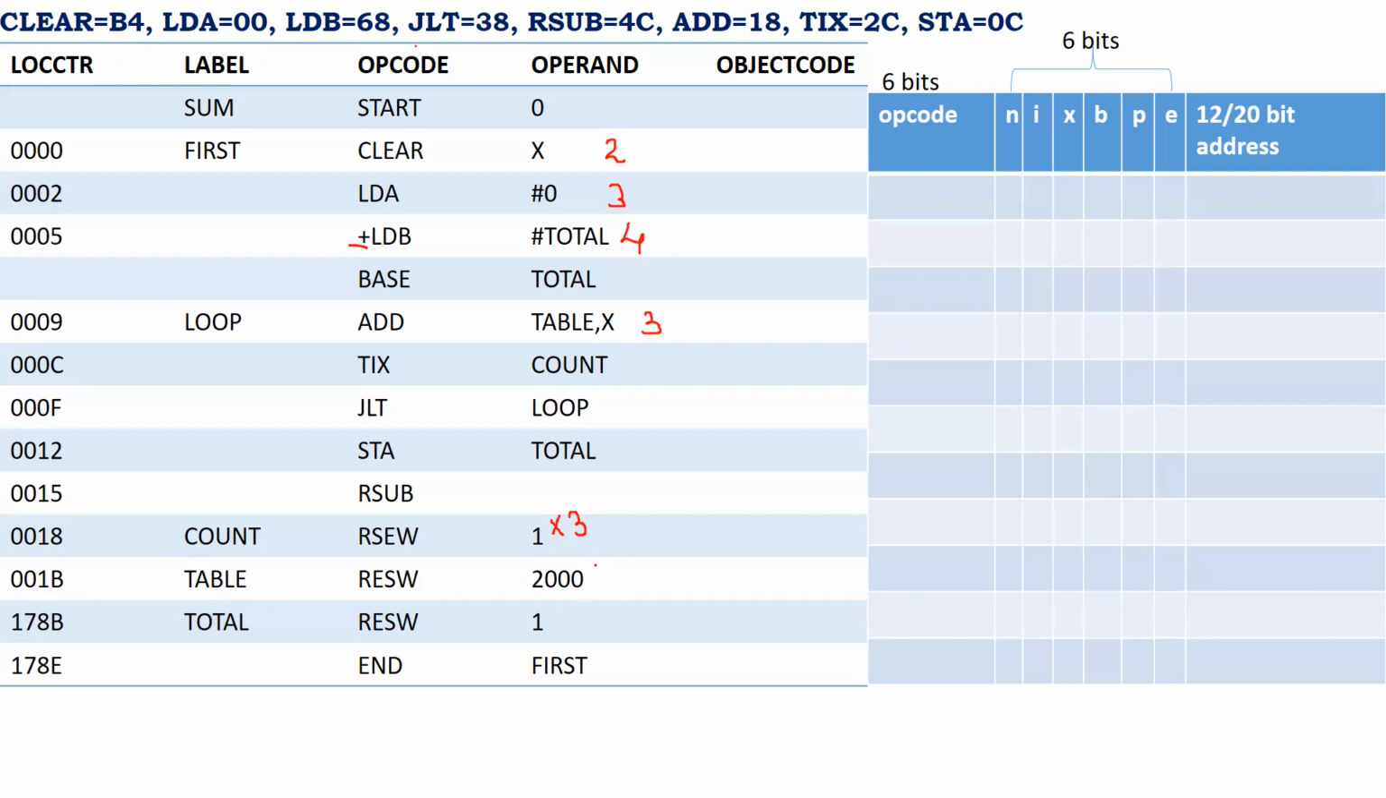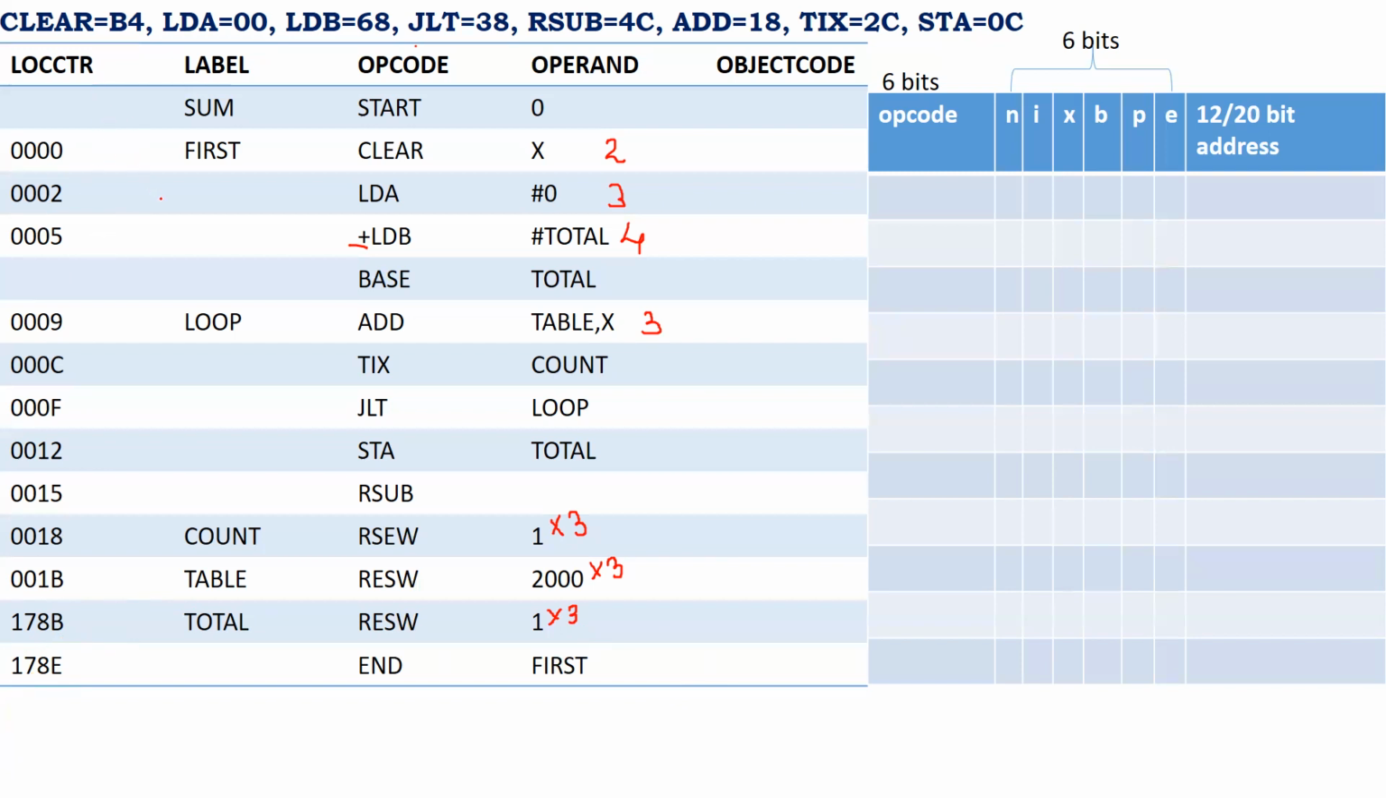Similarly, for the operand 2000, we multiply with the format 3 and it becomes 6000. The hexadecimal equivalent of 6000 is 1770. So 1770 plus 001B gives us 178B. And similarly for the next instruction, we multiply with the format 3 and add it to the location counter, and we get 178E. So this is how we calculate the location counter.